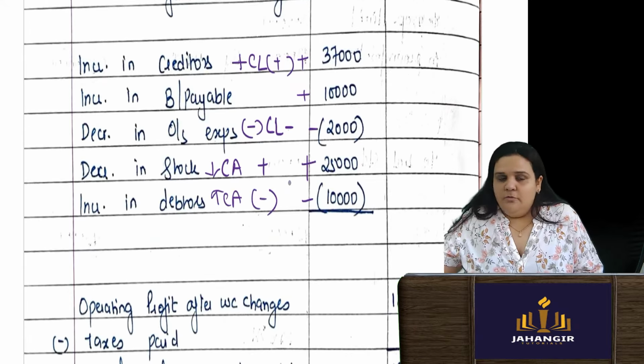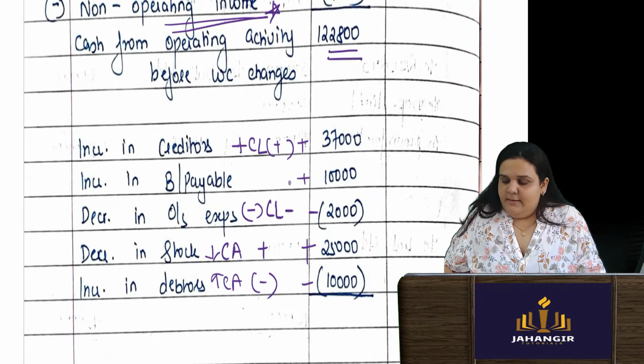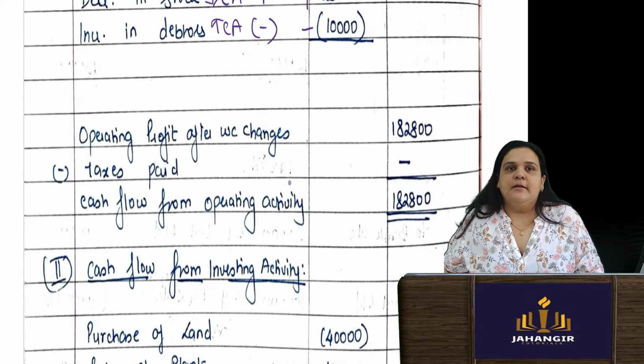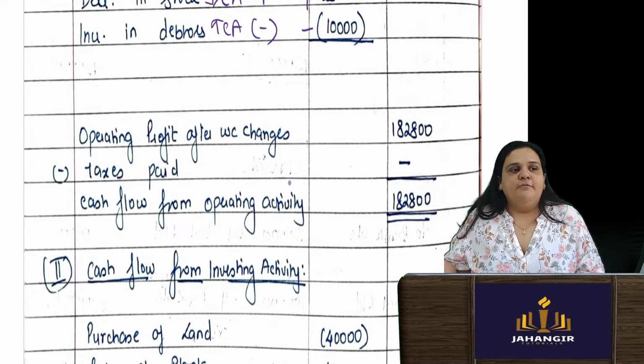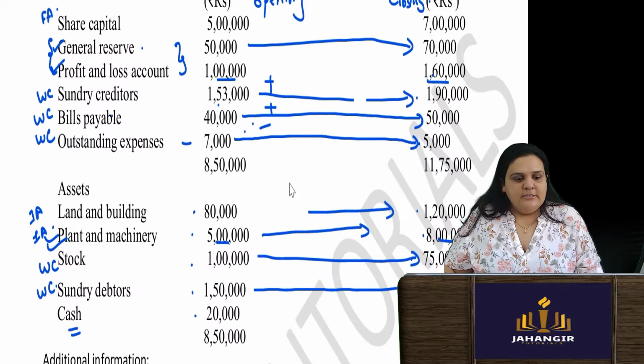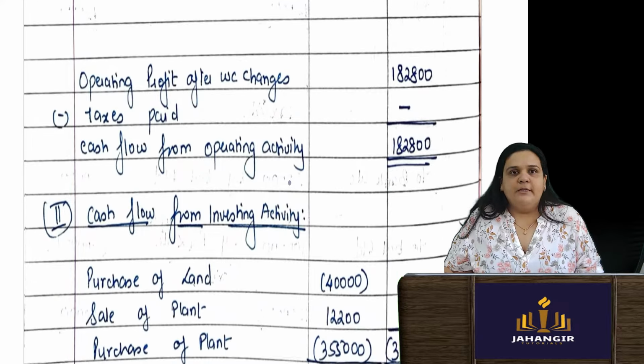So now from 1,22,800, first add all the positives: plus 37,000, plus 10,000, plus 25,000. Then subtract 10,000 and subtract 2,000. You will get 1,82,800 operating profit after working capital changes. Tax paid related, any entries here? No, there's nothing. They've not given me. So I'm putting dash for tax paid.